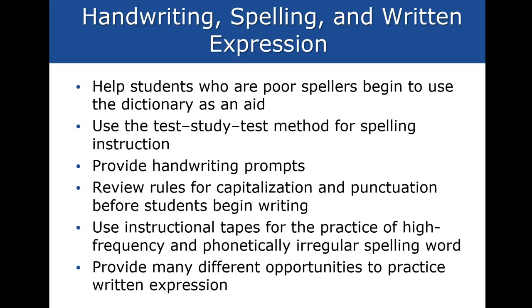And then the text goes into talking about handwriting, spelling, and written expression, and helping students who are poor spellers begin to use the dictionary as an aid. The book also talks about using cursive writing. I see that with my dyslexia students. The teacher that they are pulled into for their class teaches them cursive because it's smooth and it's easier for their brain to make connections with. So if you have a student that's struggling with reading or writing, you may start teaching them cursive, and it can help. That's one strategy.